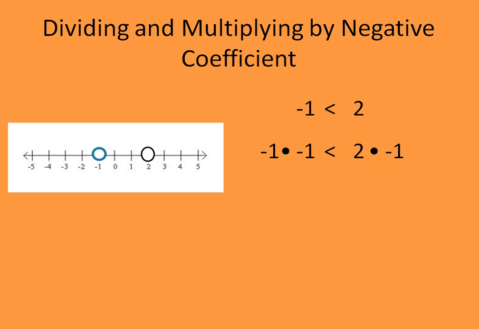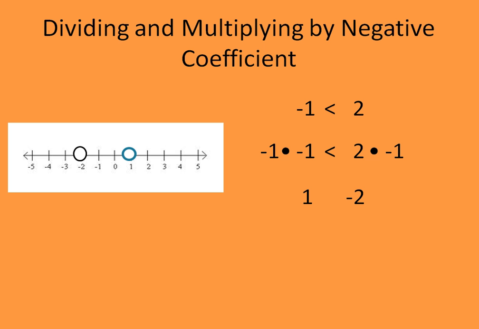What happens? Well, we're multiplying by a negative, so it turns the product into its opposite. Looking at the number line, the point on negative 1 moves to positive 1. And then the point on positive 2 moves to negative 2. Does the inequality sign still hold true?